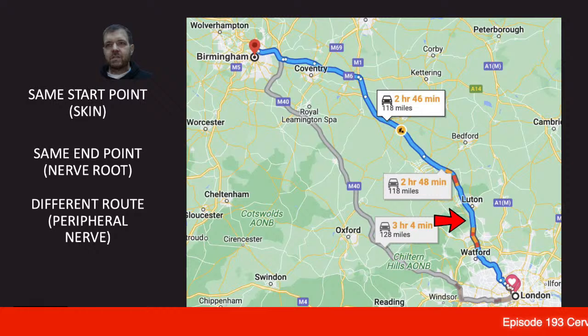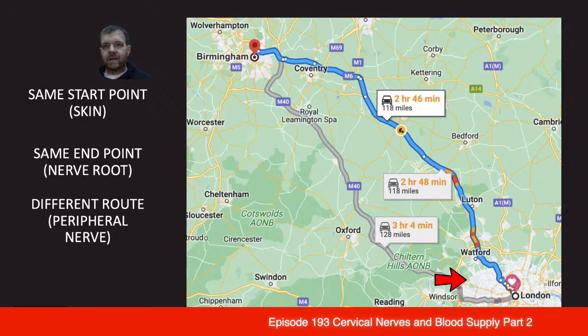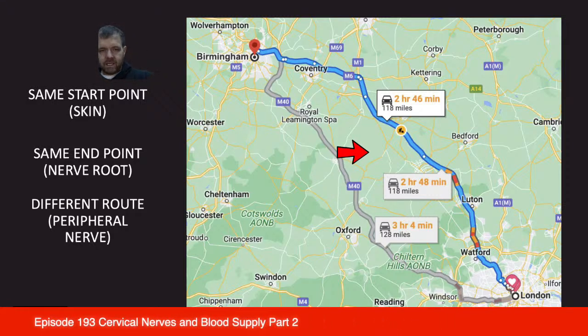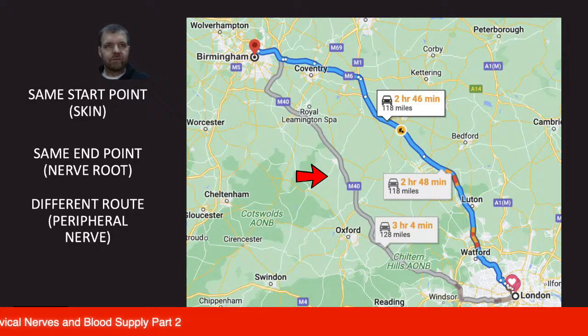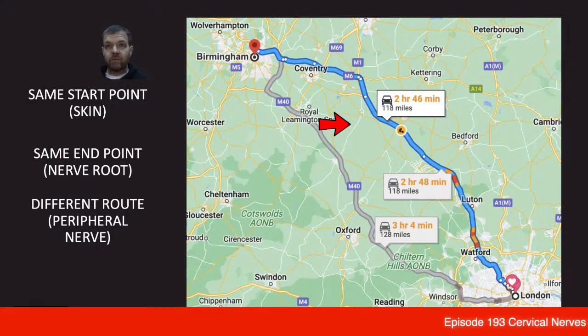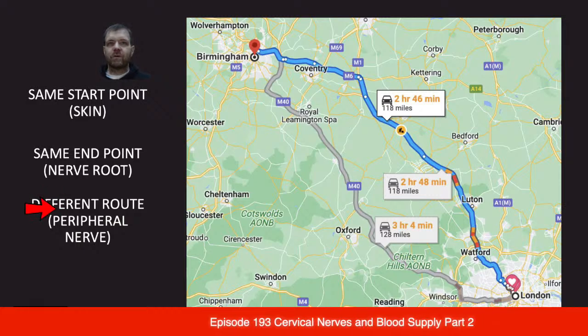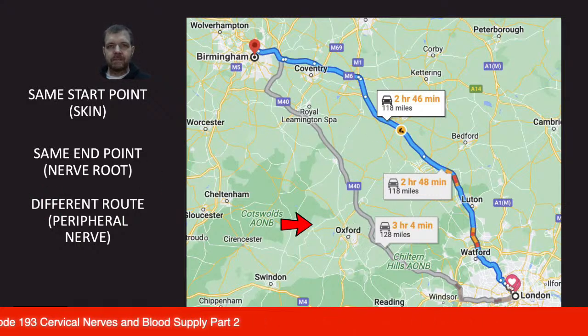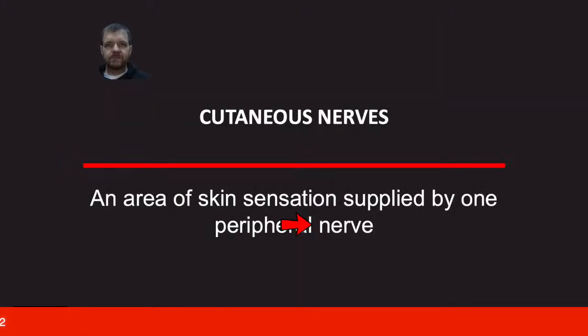and then the sensation travels to the nerve root, and it could travel via different peripheral nerves. So it could be musculocutaneous, it could be medial, or whatever it is. The end point is the same, so the nerve root is the same for both of these nerves, but there's a different route to get there. So we've got this route here, we've got this route here. Okay, and again, we covered this last week, so I'm just going to skim over.